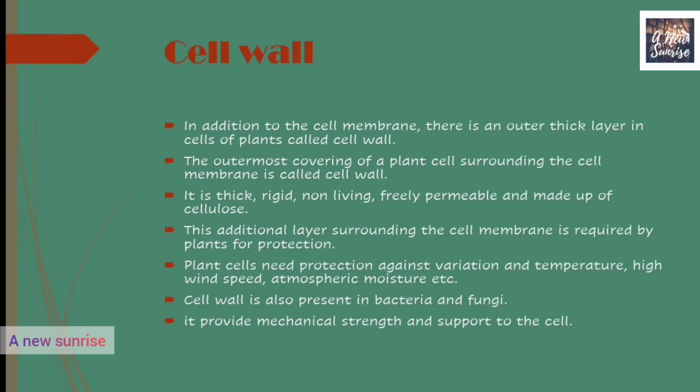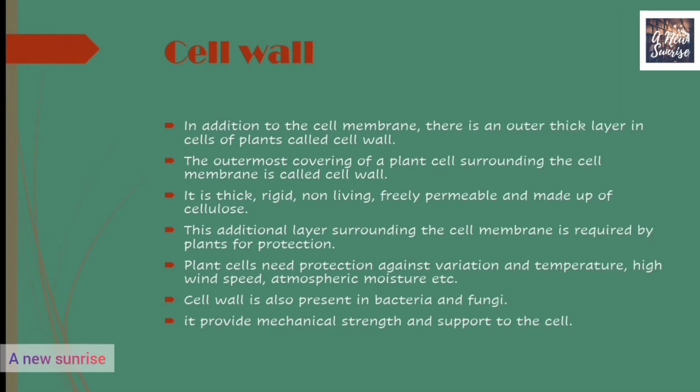It is thick, rigid, non-living, freely permeable and made up of cellulose. Remember that cell wall is thick, rigid, non-living, freely permeable and it is made up of cellulose. This additional layer surrounding the cell membrane is required by plants for protection. Plant cells need protection against variations in temperature, high wind speed, atmospheric moisture, etc. Cell wall is also present in bacteria and fungi. It provides mechanical strength and support to the cell.